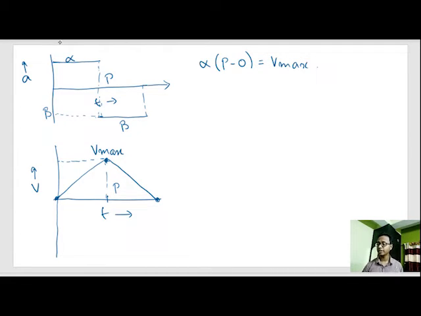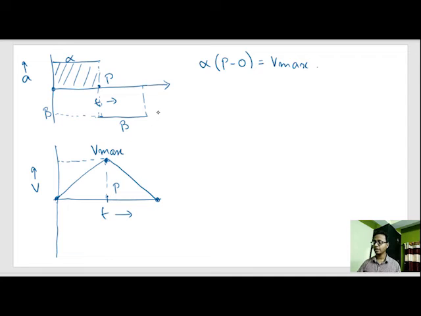See this acceleration time graph. The area under this acceleration time graph is nothing but the change in velocity from out here to out here. So that means Vmax minus V0 is equal to the area under this acceleration time graph, which is equal to alpha into p minus 0. Okay, alpha into p minus 0.